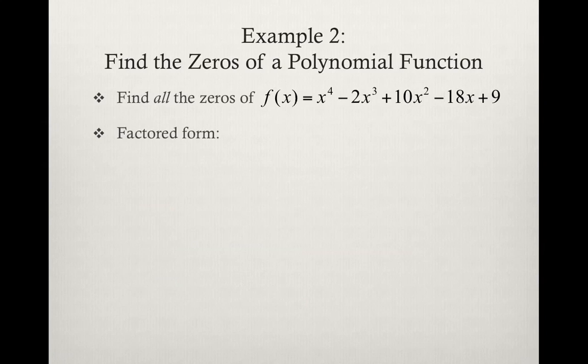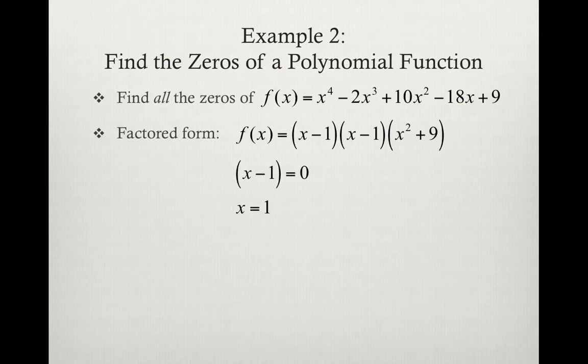All right, so if we now rewrite our function in factored form, we've got x minus 1 as a factor from one of the ones. We've got x minus 1 as the factor from the second one. And then we have the x squared plus 9 as our third factor. So now to find the zeros, we're going to set each factor equal to 0 and solve. So x minus 1 equals 0 will give me x equal to 1. I do that again with the second x minus 1 factor, so there's another x equal to 1.